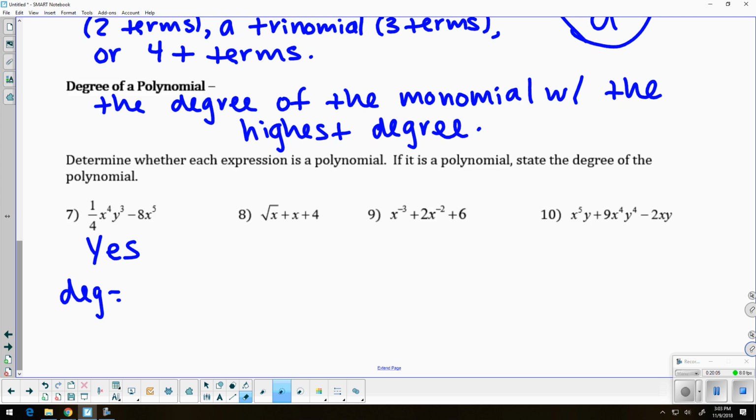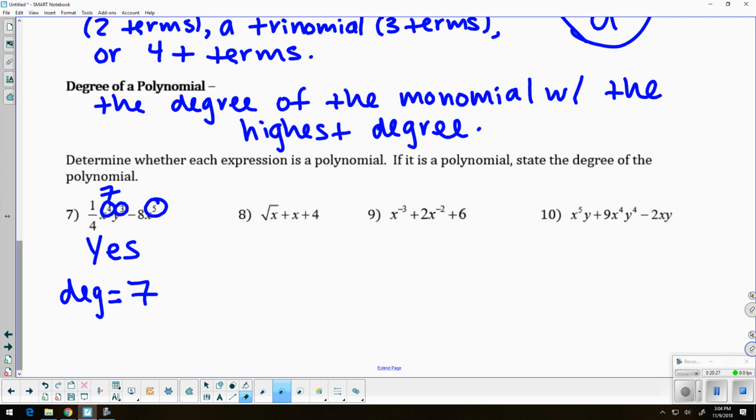So again, you want to find the highest degree. You've got two monomials. If you split this up, there are two monomials in this binomial. If you find the degree of the first term, it's just the sum of the exponents. If I add 4 and 3, that's 7. And then this guy is just 5. So the degree would have to be 7. Whatever the highest degree is, that's the degree of the entire polynomial.